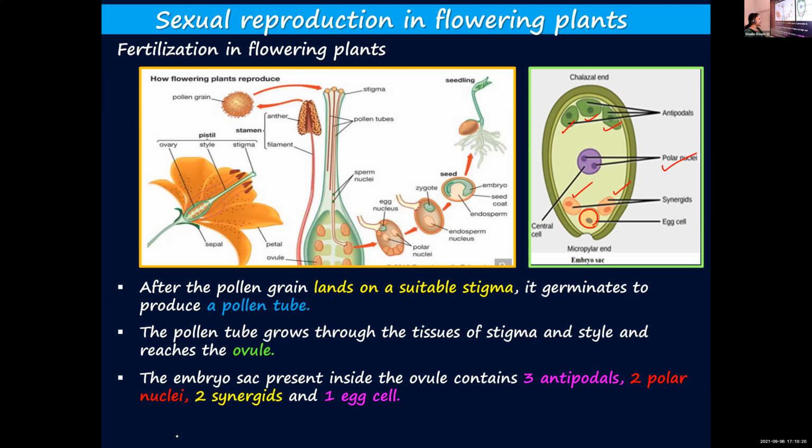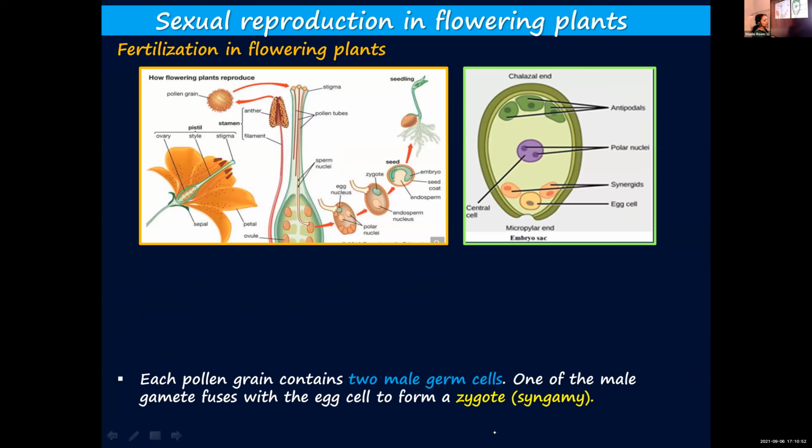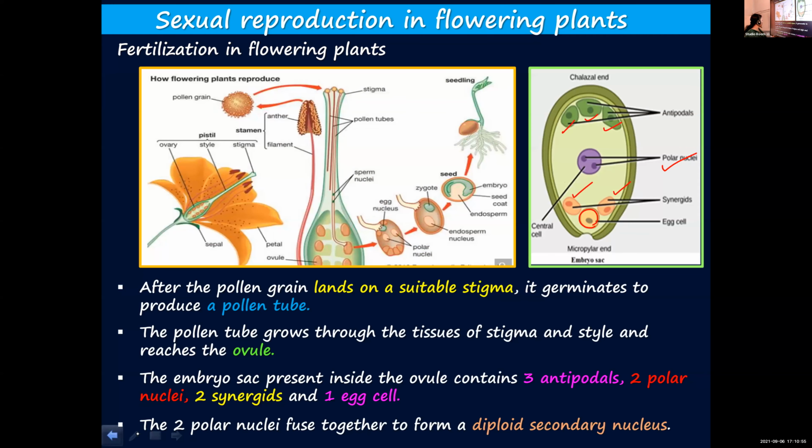Now, what happens to the male gamete? The male gametes, 2 are there. One will definitely fuse with the egg cell to form a zygote. And what are the functions of all the other cells that we listed? How do they take part in the fertilization process? The 2 polar nuclei present in the center, these 2 nuclei, will fuse and form a structure known as the secondary nucleus, a diploid secondary nucleus.